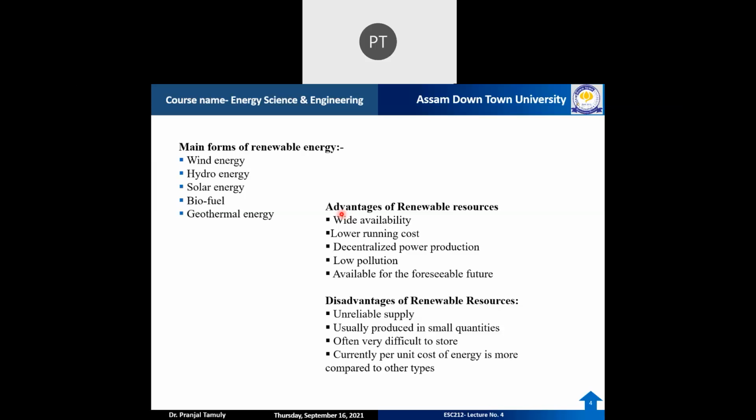These sources of energy also have some drawbacks. So there are a few disadvantages of using renewable sources of energy. The first disadvantage is that they are unreliable. In some cases we have to rely on environmental conditions. Whether the place is windy or not: if it is not windy, we cannot generate wind energy.